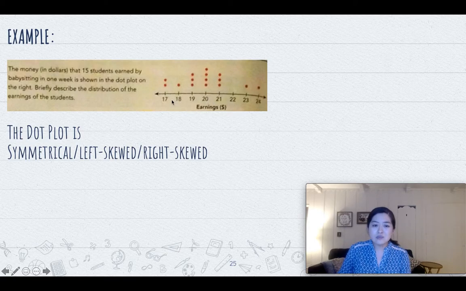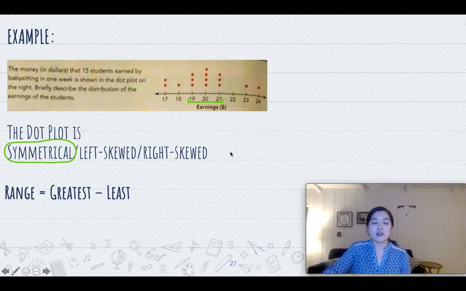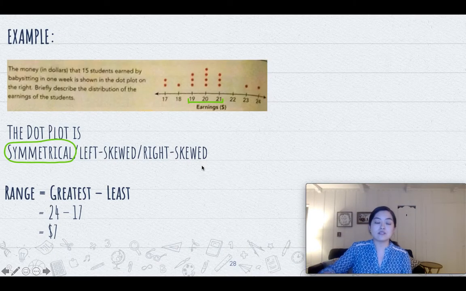Well, between the lowest and highest, so 17 and 24, the middle looks like 20, and it looks like it could be symmetrical, right? It could be symmetrical because most of the data is in the center. And so it's symmetrical, and it looks like a lot of the data falls between 19 through $21. And the range of the data is when we take the greatest and subtract the lowest. So in this case, it's 24 minus 17, which is $7.